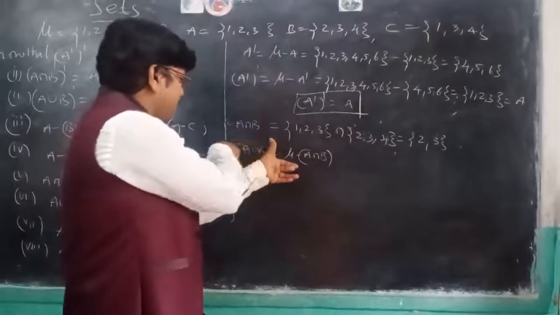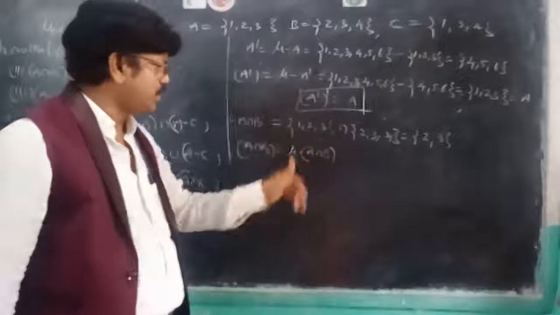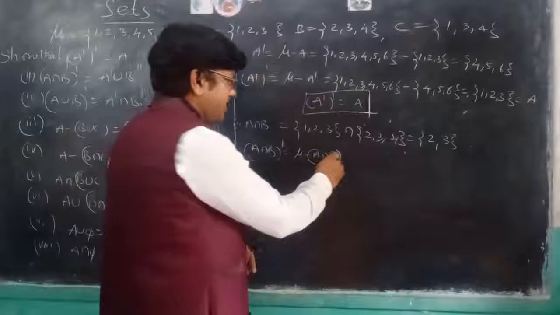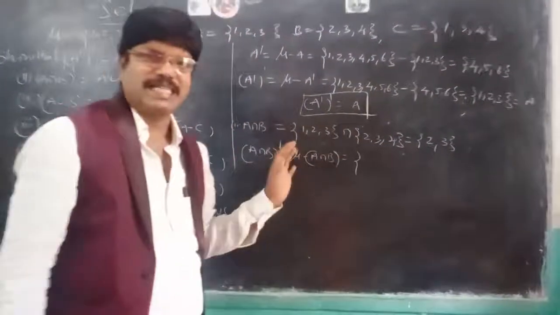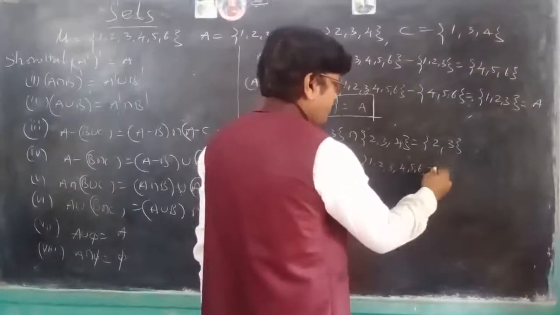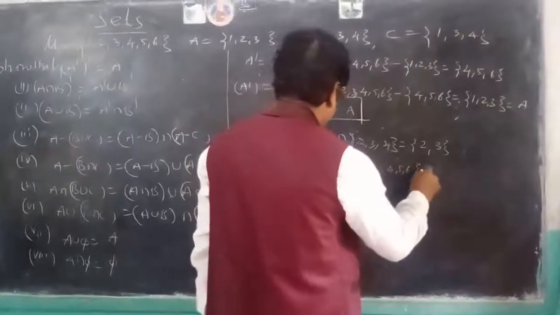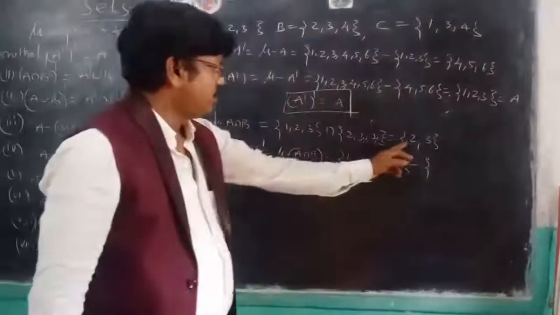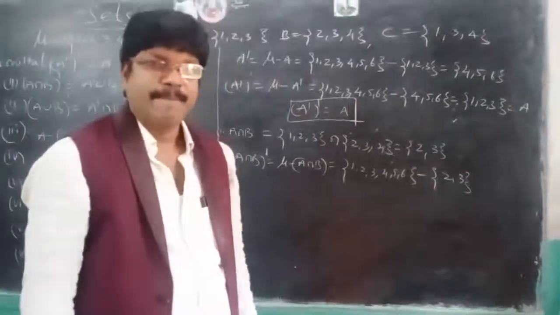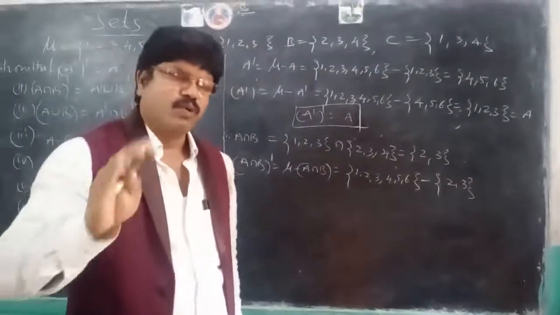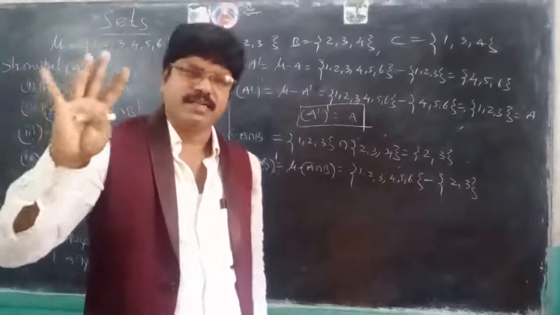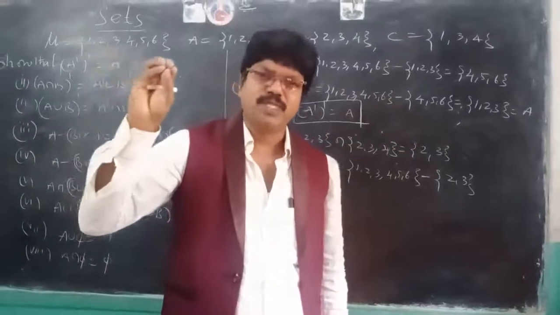Mu minus A intersection B, the part without the complement. What is mu? The elements 1, 2, 3, 4, 5, 6 minus A intersection B, which here is 2, 3. Now you have the concept, everyone. Of course, if you move to another chapter, don't forget it forever, until your last breath. You must remember it along with you.